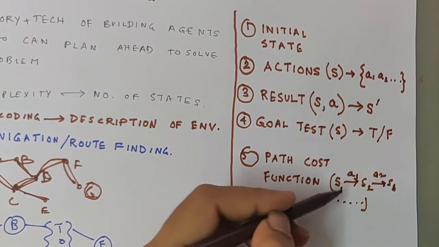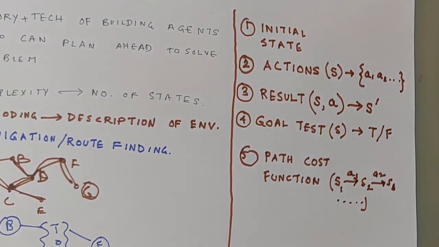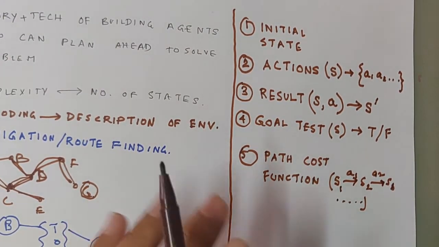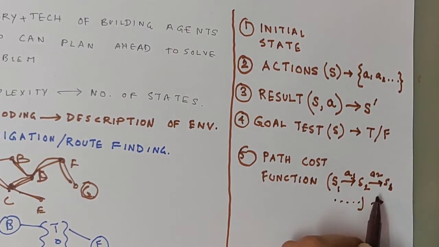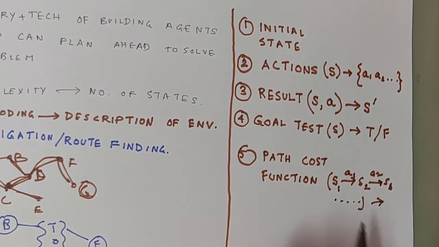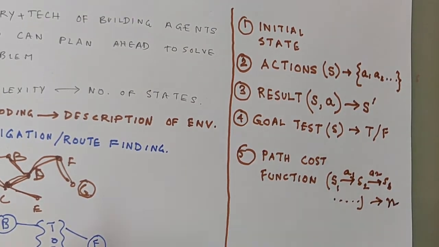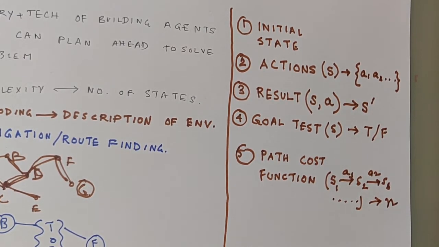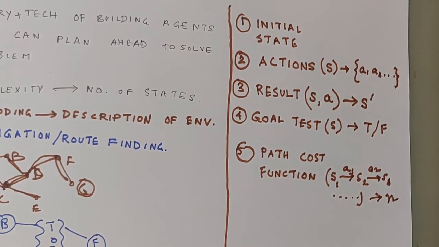In all these, while I am following a path from S1 to S2 to S3, I am incurring some cost. I am incurring a path cost. So this path cost function, if I give it the path I have followed, can give me a number n, which will tell me what is the cost that I have incurred. What do I mean by the cost?